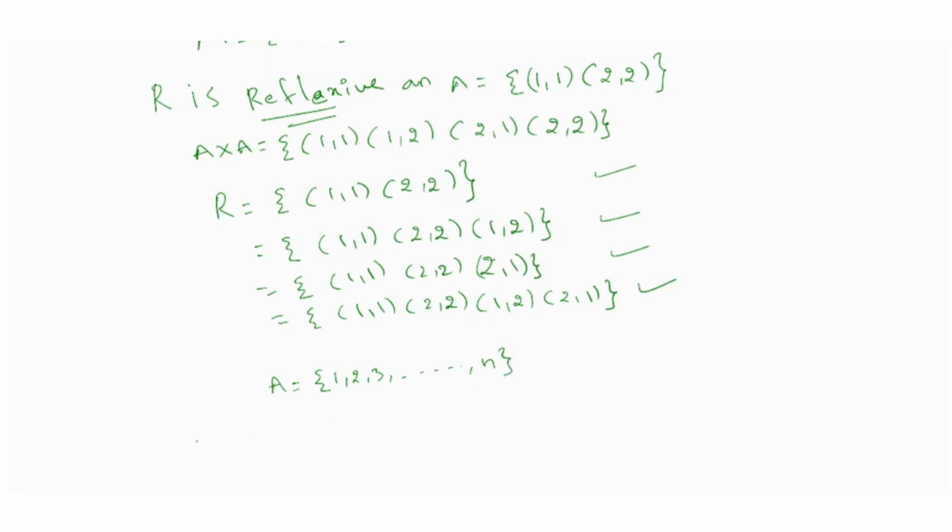The number of reflexive relations on A is equal to 2 to the power n squared minus n. Now we can discuss how it is 2 to the power n squared minus n.